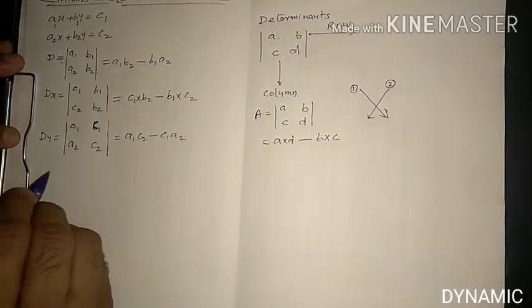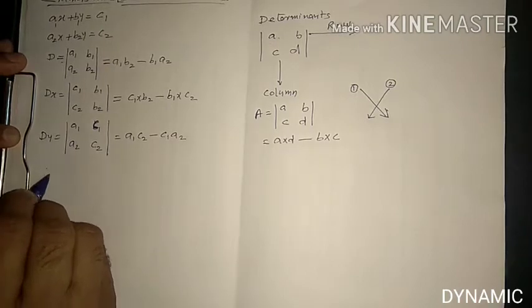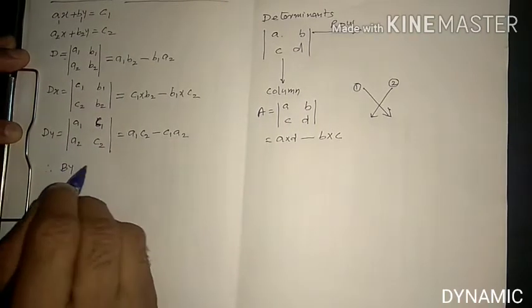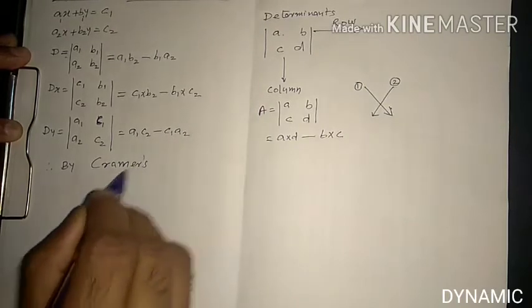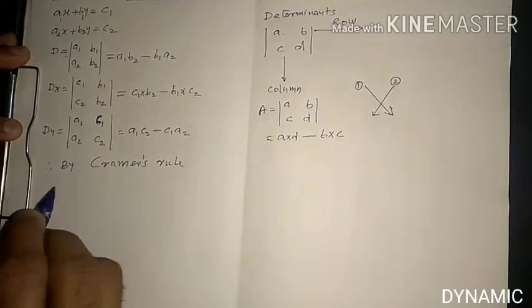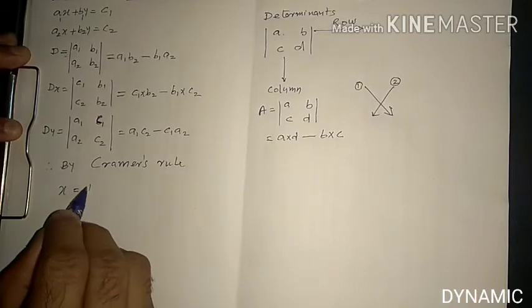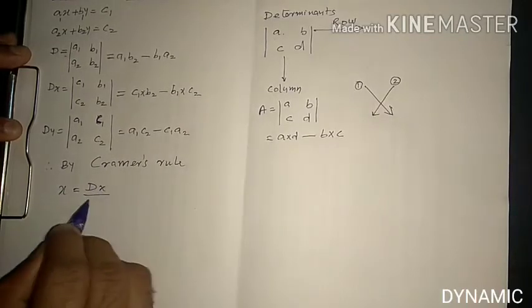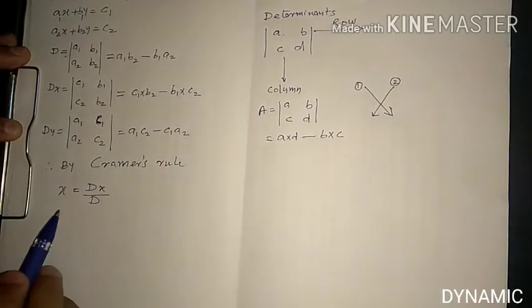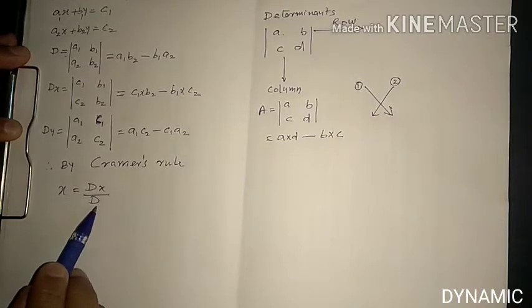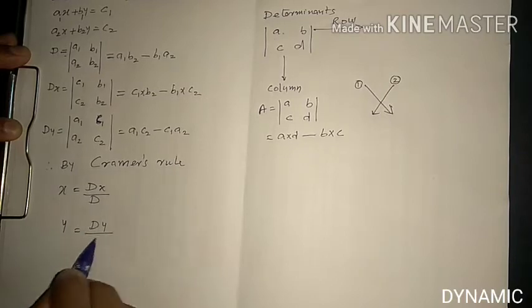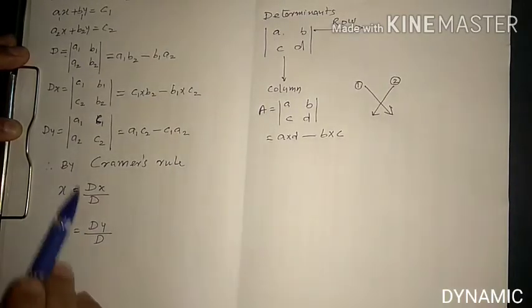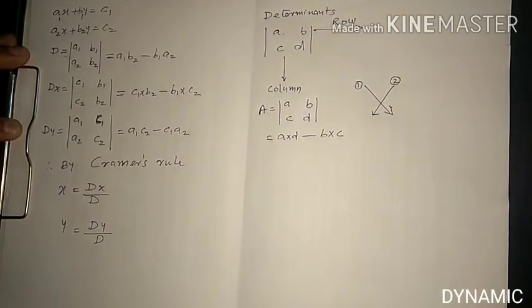Now, actually, by Cramer's rule, x is equal to Dx upon D. This is Cramer's rule. X is equal to Dx by D, and y is equal to Dy upon D. This is how we have to expand.